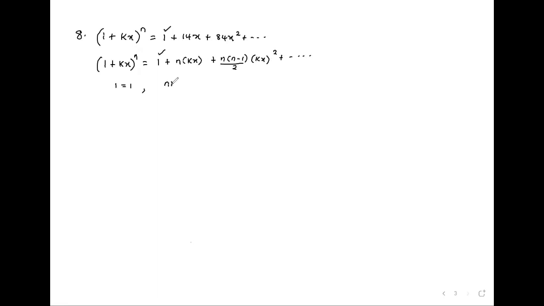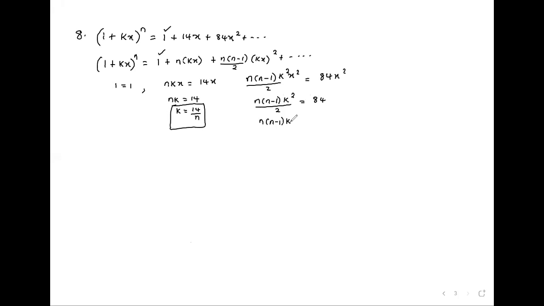So this means that nkx should be equal to 14x, telling us that nk should be equal to 14, and so k should be equal to 14 over n. So we keep this. The third term, n minus 1 k squared x squared over 2, should be equal to 84x squared. That means n minus 1 k squared over 2 is equal to 84. If you cross multiply here, you'd get that n minus 1 k squared is equal to 84 by 2, that is 168.